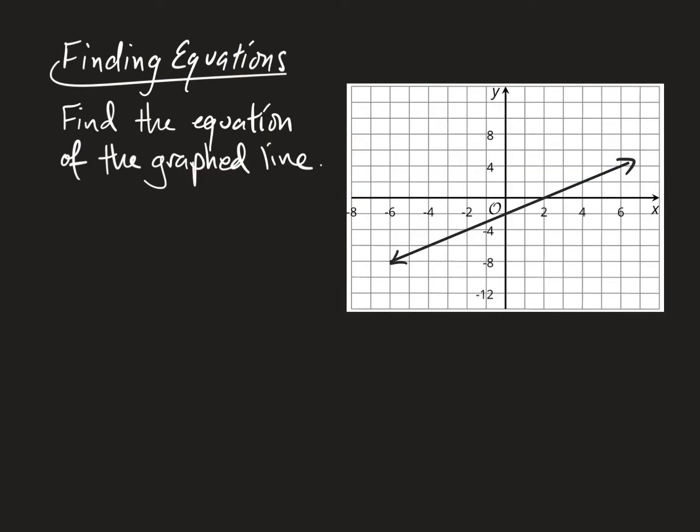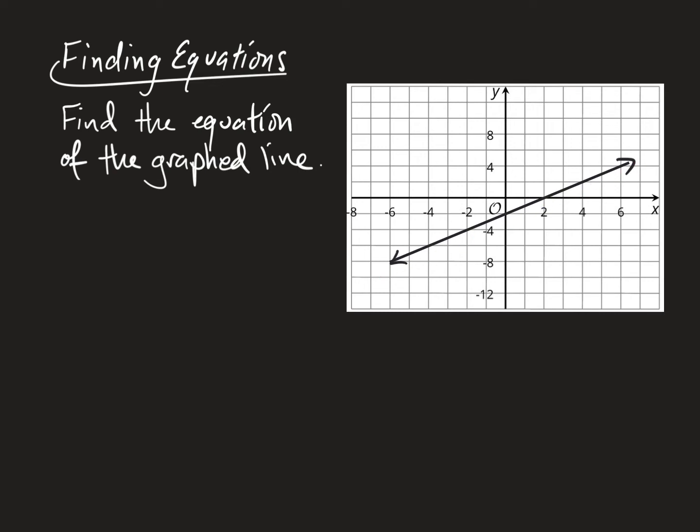From finding graphs of lines given some information, we're going to go to finding the equation of the line given some information. Fortunately, I will be using a graph to bridge the gap between these two ideas. So you can see what's being asked here. Find the equation of the graphed line, this line right here.